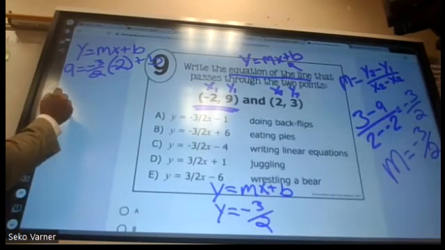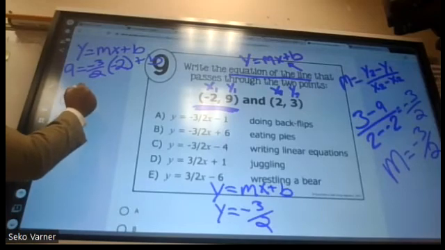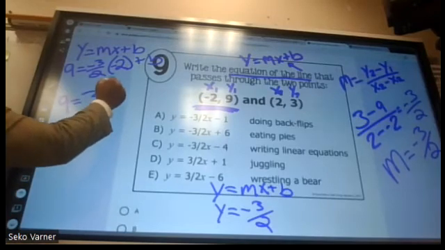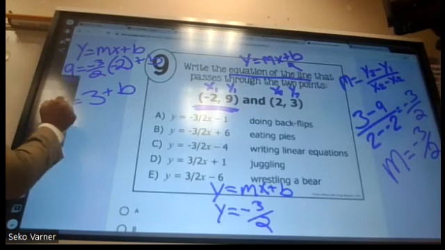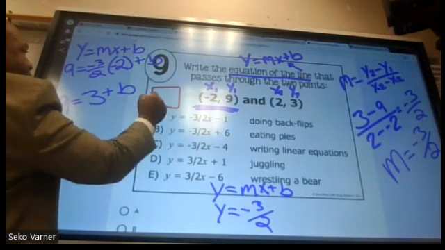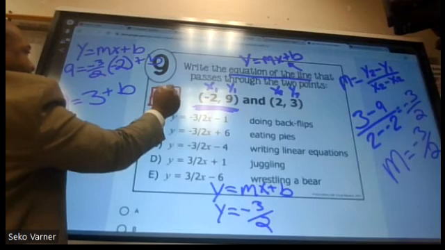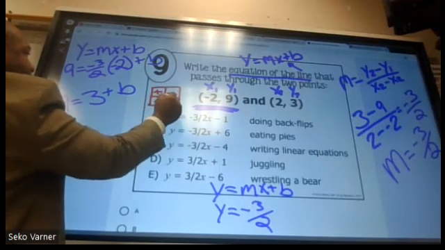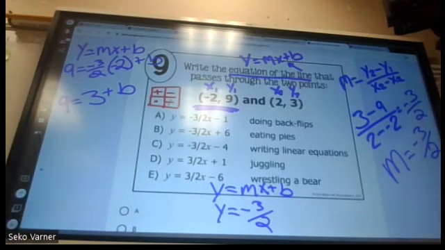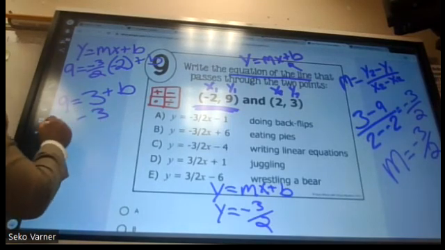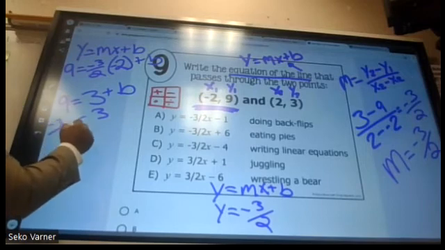All right, so now we have 9 equals 3 plus b. We're trying to get b by itself, so we're going to do the inverse operation. Remember the inverse operation? The inverse of plus is minus. The inverse of multiplication is divide. So, what's the inverse of 3? -3. All right, so we're going to do -3 on both sides.